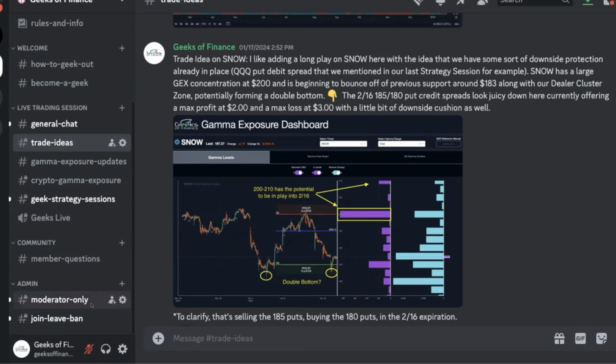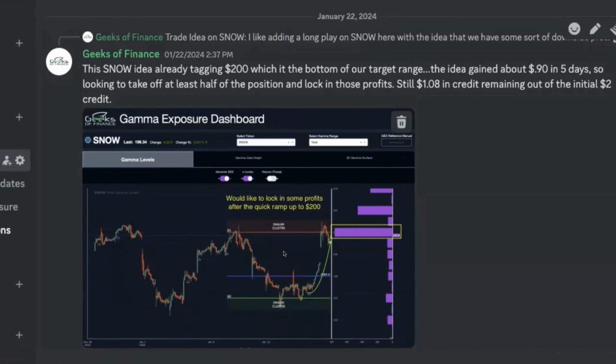We actually liked a slightly more conservative play, selling the February 16th 185, 180 put credit spreads. So that's actually selling the 185 puts, buying the 180 puts. This particular trade strategy was offering a max profit of $2 and a max loss of $3, as well as a little bit of downside cushion because these were out of the money. So that trade was initiated on January 17th.